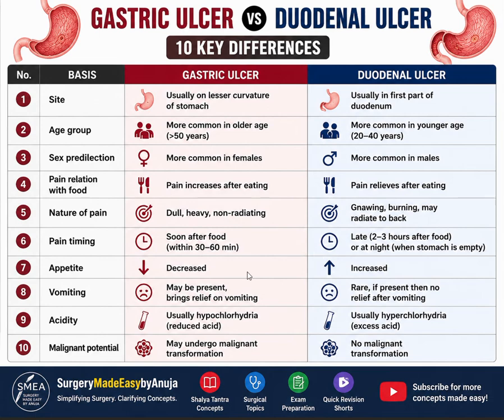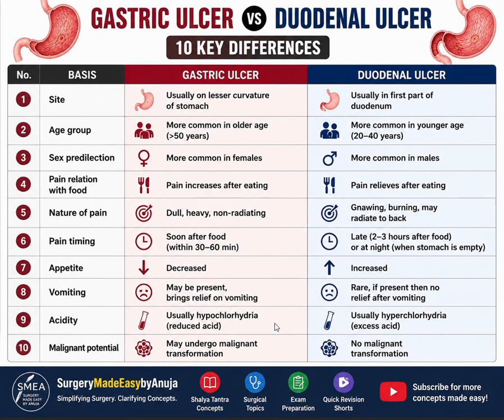The appetite is reduced in gastric ulcer, whereas it increases in duodenal ulcer. Vomiting may be present, and once the patient vomits, he feels better in gastric ulcer, whereas vomiting is rarely seen in duodenal ulcer. If present, then there is no relief after vomiting.